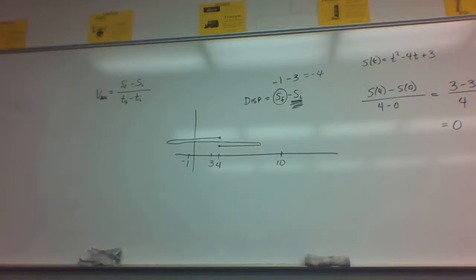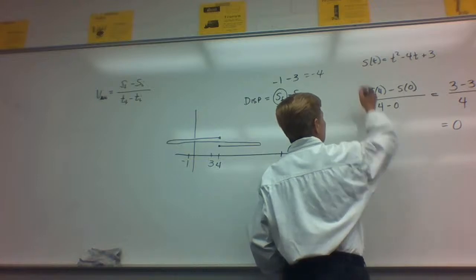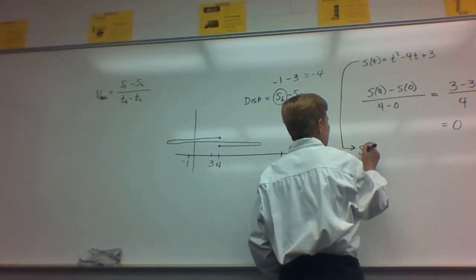Okay, moving along, getting a little bit more done here. C part. Find the instantaneous velocity of the particle when t is 4. This is where you can do a derivative. Now we can do a derivative. So what is S prime of t?